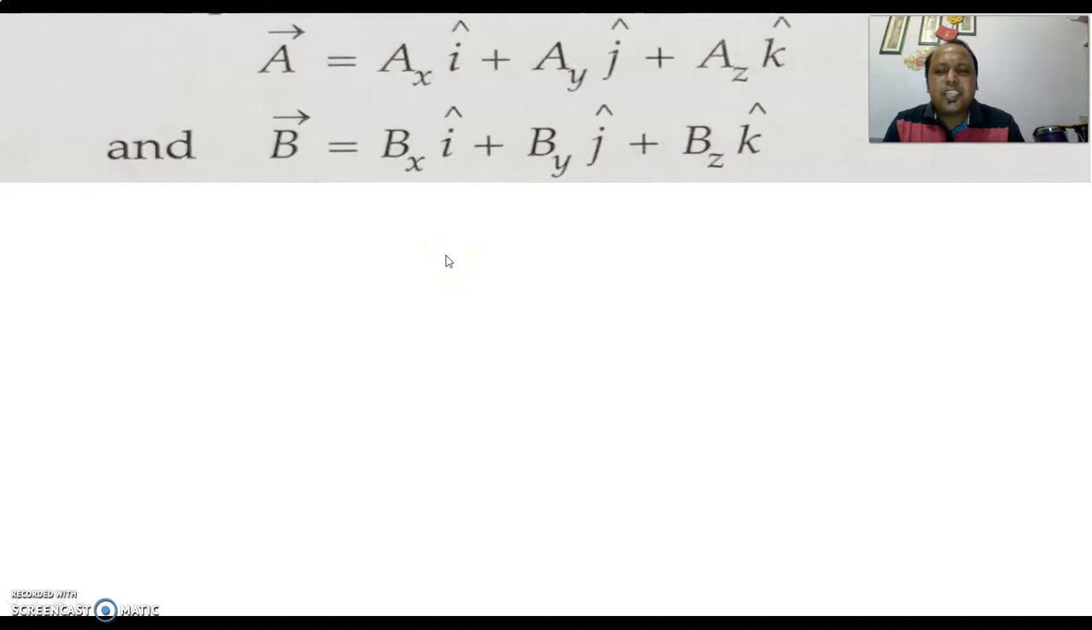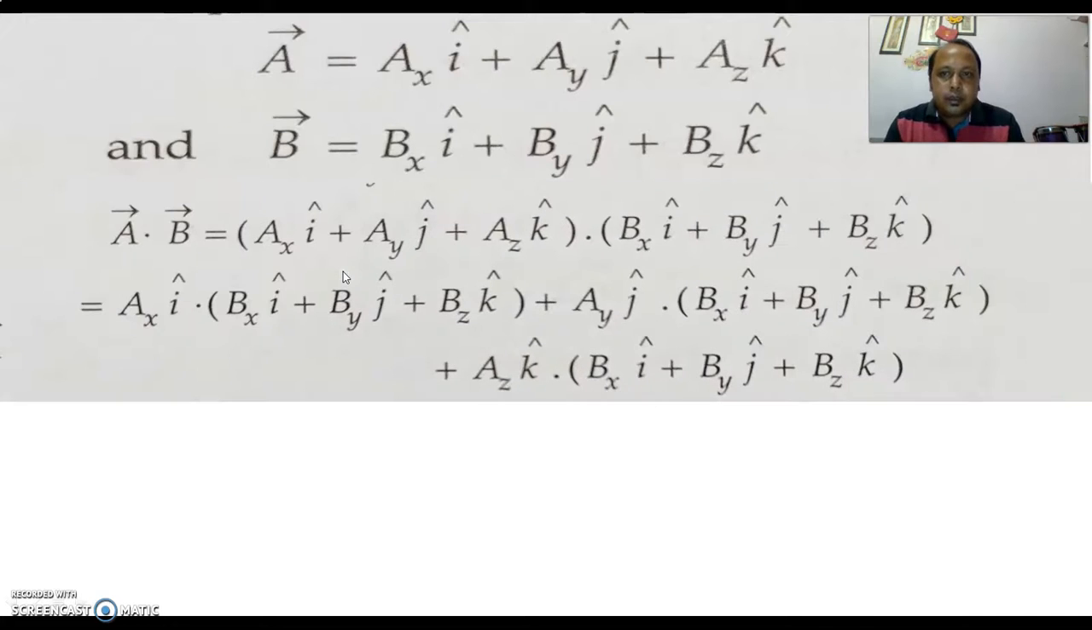So we have to take the dot product of the two vectors, that is vector A and vector B. It is also known as the scalar product. So when we take the scalar product or the dot product of the two vectors, that is vector A dot vector B, let us see here how it is done.